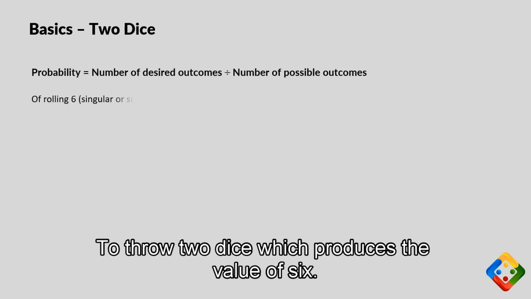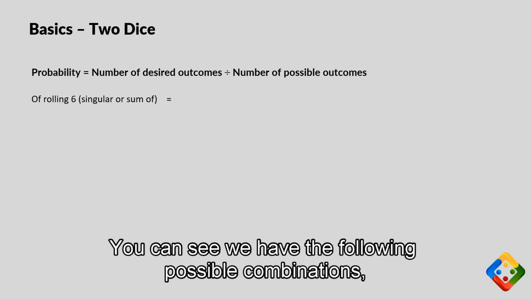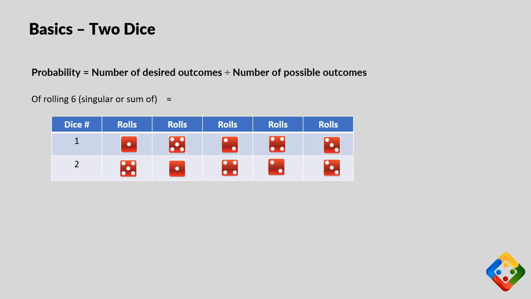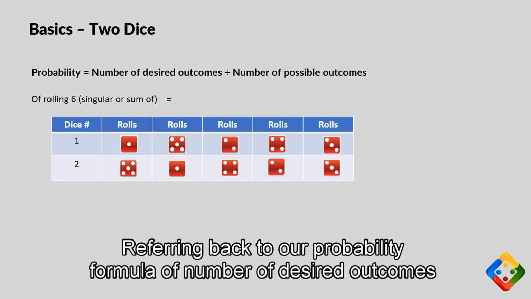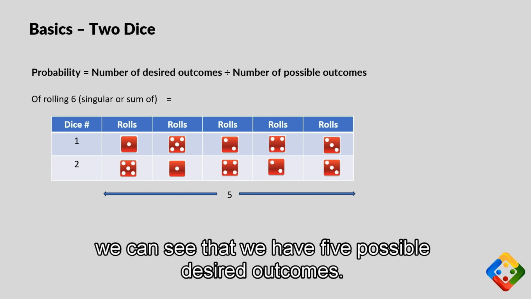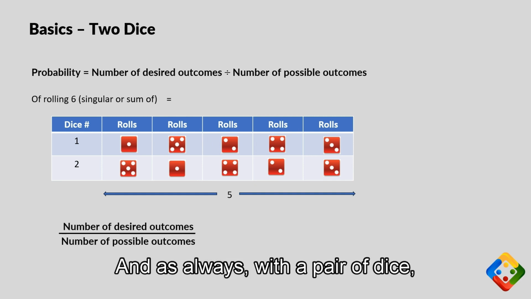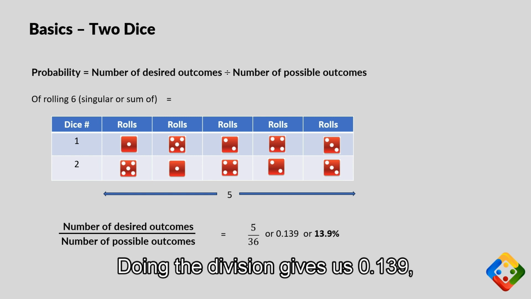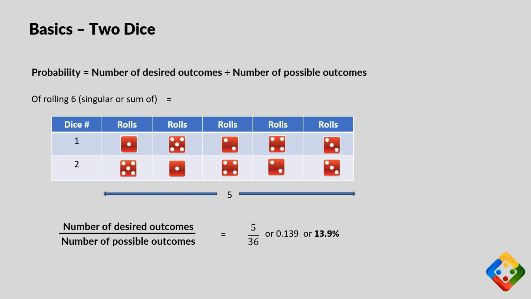To throw 2 dice which produces the value of 6, you can see we have the following possible combinations: 1-5, 5-1, 2-4, 4-2, and 3-3. Referring back to our probability formula of number of desired outcomes divided by the number of possible outcomes, we can see that we have 5 possible desired outcomes and, as always with a pair of dice, 36 possible outcomes. Doing the division gives us 0.139 or 13.9%.